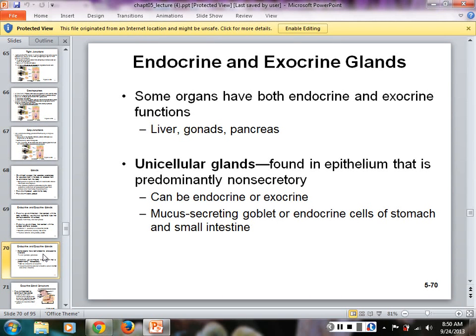Your gonads, which are your ovaries and your testes, of course, have what? Endocrine and exocrine function. Endocrine function, they release what? Hormones directly into the bloodstream: estrogen, progesterone, testosterone. And they also release what? The eggs and the sperm have to travel through a duct to get to where they need to go. Unicellular glands can be endocrine or what? Exocrine.